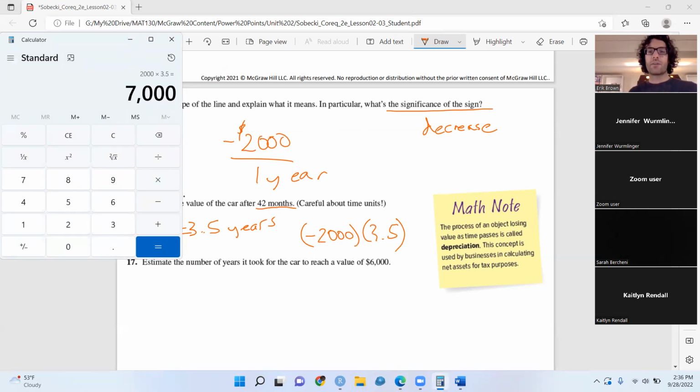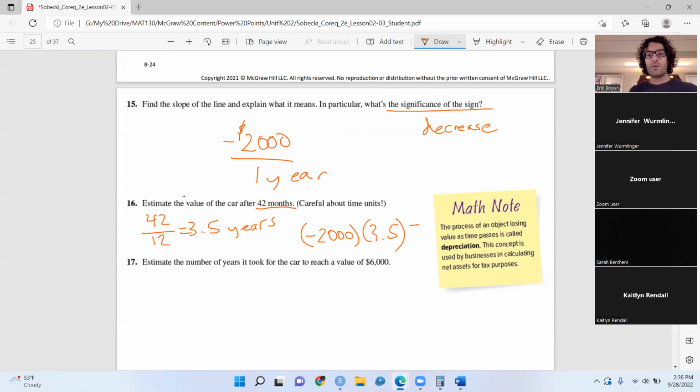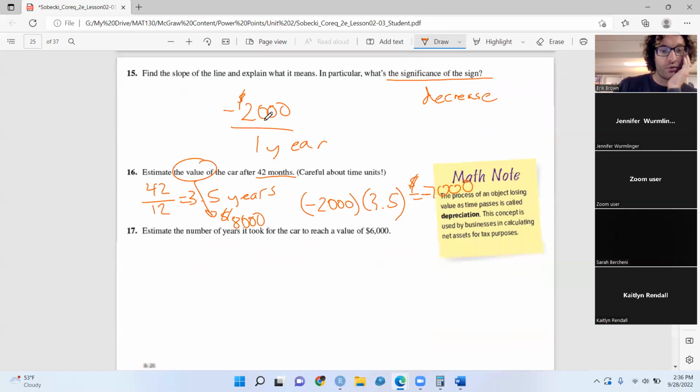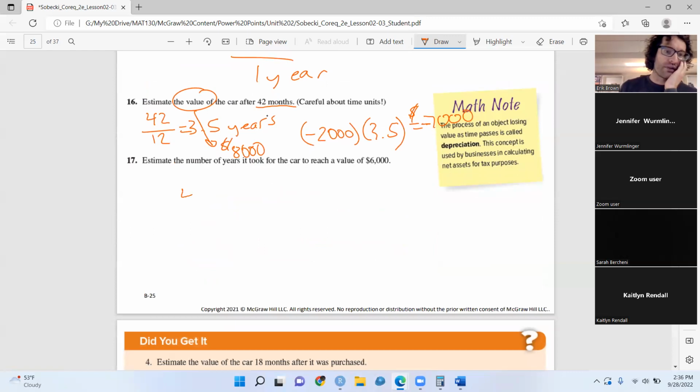Oh, wait, no, this is how much it loses. So it's going to lose $7,000. We started with 15,000, so we know the value of the car is going to be worth $8,000 based on this criteria. If we're going to guess, when is it going to be worth 6,000? It's going to be between year 4 and 5, and it looks like it's exactly halfway between year 4 and 5. So I'm going to say in 4.5 years.